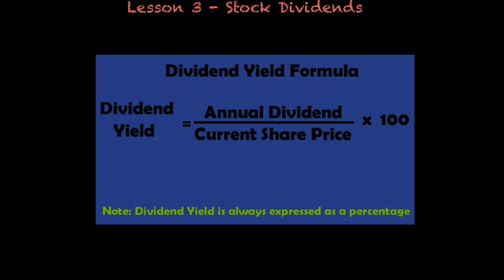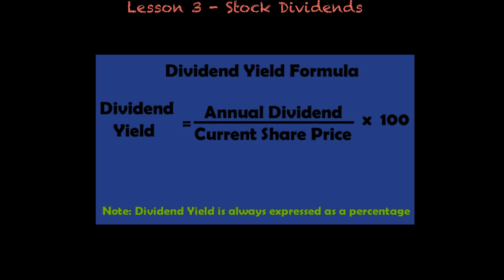Here's the official formula. Make sure to write this down in your notes. Our dividend yield is taking the annual dividend, so make sure you note that. It's the annual dividend, not what is paid every quarter or every month or semi-annually, but what's paid out over the course of the year. The annual dividend divided by the current share price.